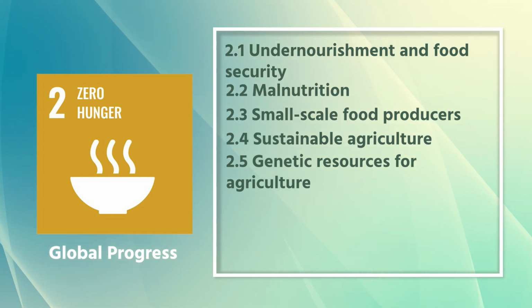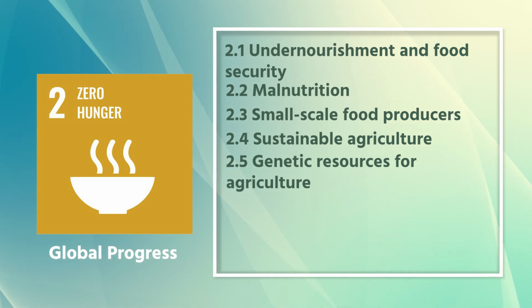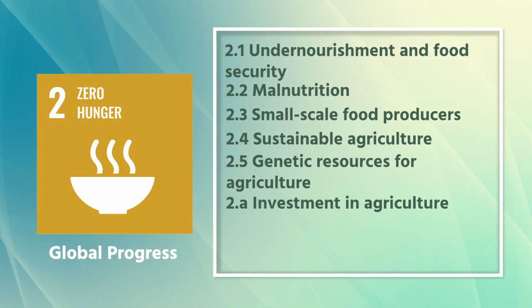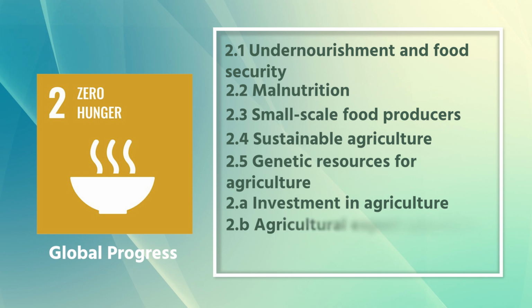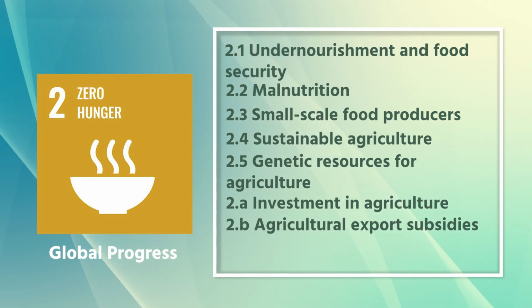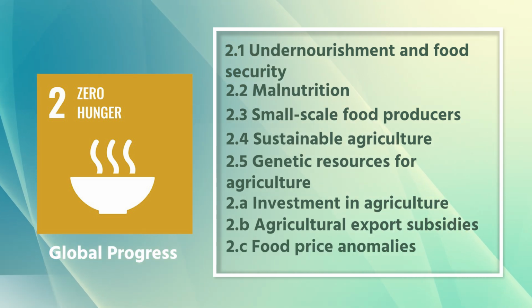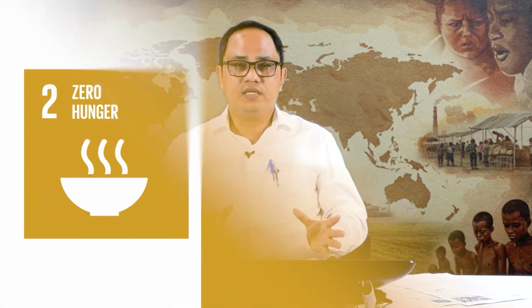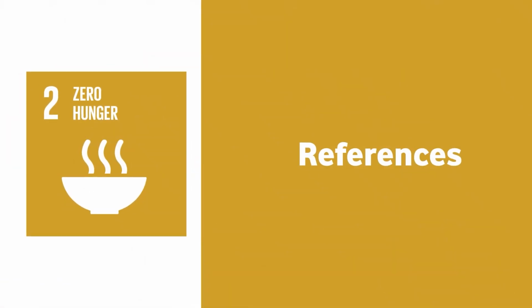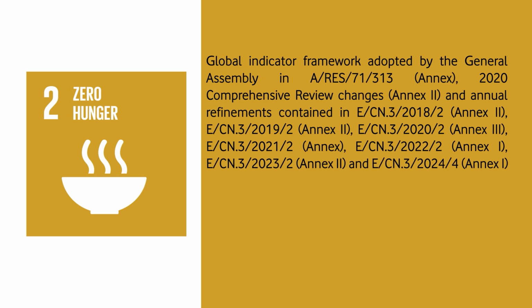But we need to accelerate the progress. In the same way, investment in agriculture and food price anomalies are regressing, which means they are not progressing. When we talk about agricultural export subsidies, it is on track, so we may meet the target. So in this session, we discussed the global indicators, their targets, and the progress so far.